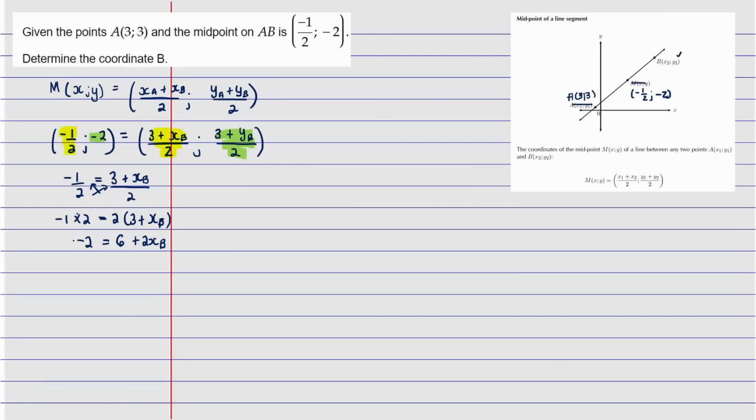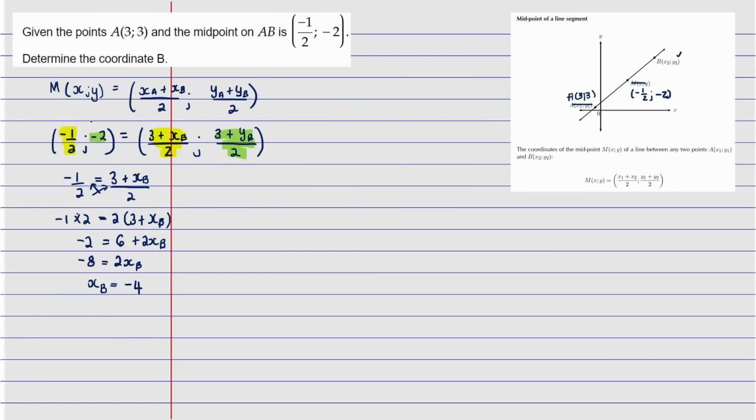It's going to be negative 2 minus 6, which gives us negative 8. It's equal to 2XB, right? Divide both sides by 2. So XB is equal to negative 4, right?